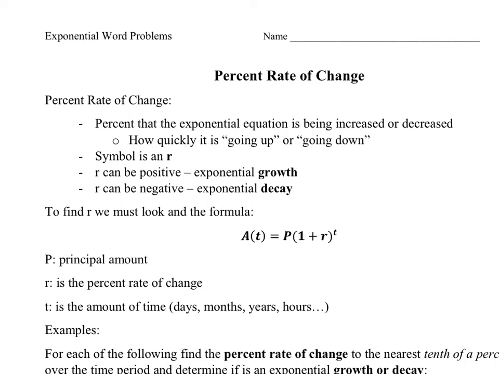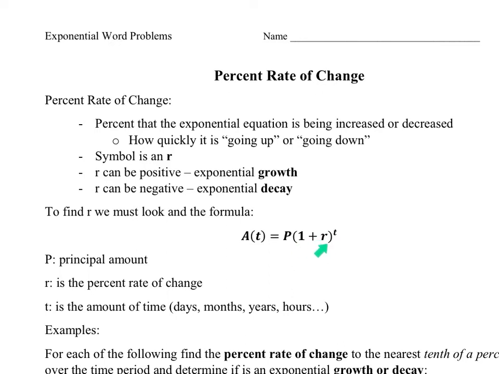All right, so here we are starting word problems that deal with exponents and logarithms. So the first thing you have to understand is what the percent rate of change is. It's just basically the percent that it's being increased or decreasing, or how quickly the exponential is going up or how quickly it's going down. So this is the formula here, and this R is that percent rate of change.